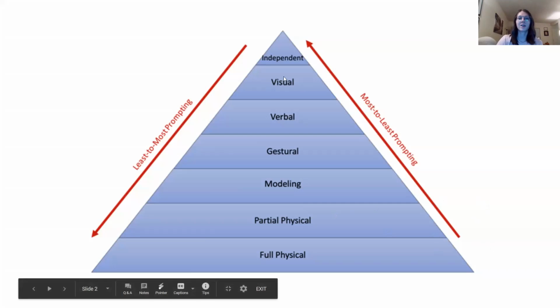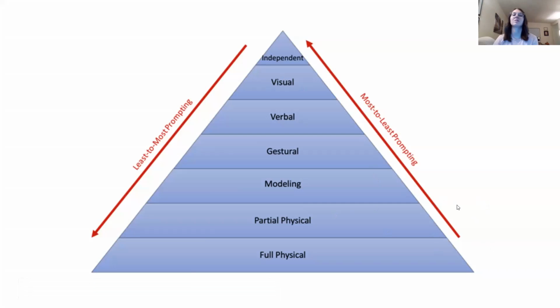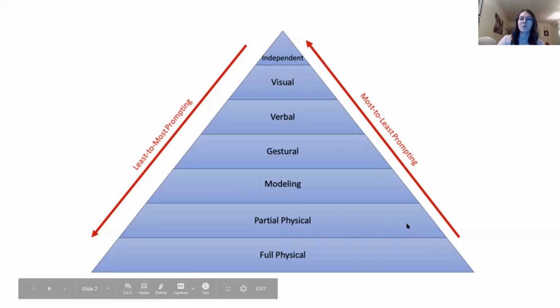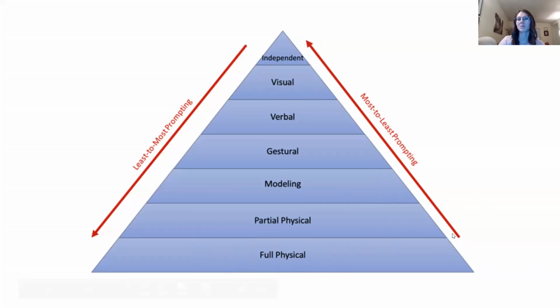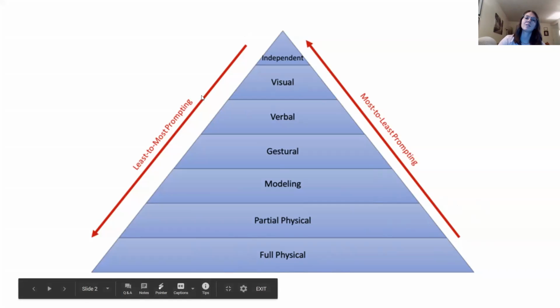So here's the prompt hierarchy. I think some of you have seen this in previous behavior tip emails, but we'll go over it just again for good measure. So full physical prompting is the most intrusive. So when we say most to least, that means we're starting most intrusive and going to the least. And this is the opposite.